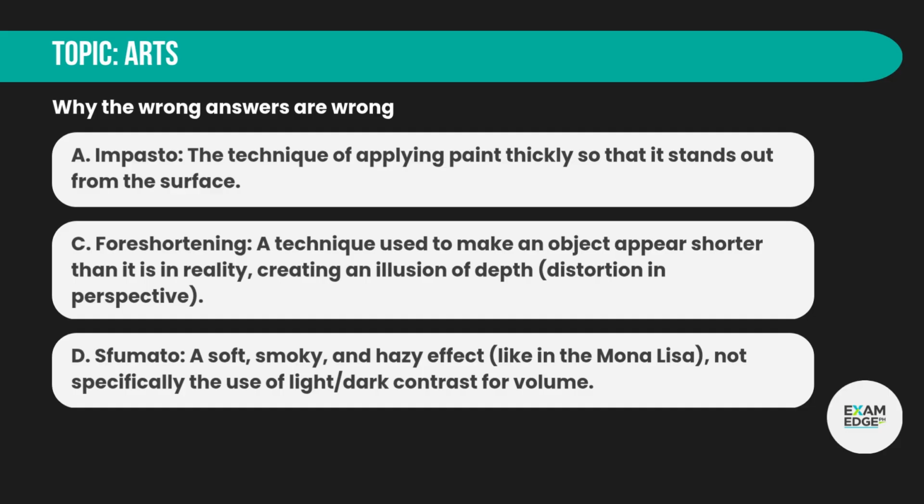A. Impasto. The technique of applying paint thickly so that it stands out from the surface. C. Foreshortening. A technique used to make an object appear shorter than it is in reality, creating an illusion of depth, distortion in perspective. D. Sfumato. A soft, smoky, and hazy effect, like in the Mona Lisa, not specifically the use of light-dark contrast for volume.